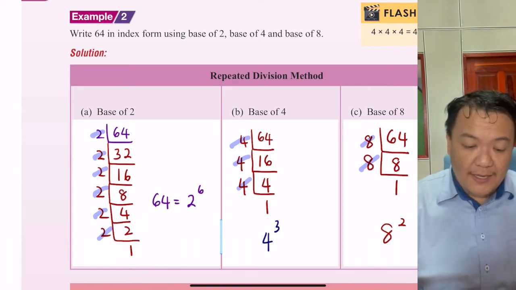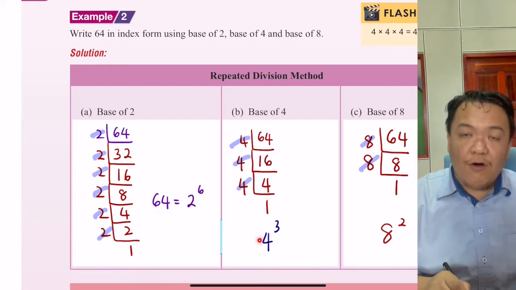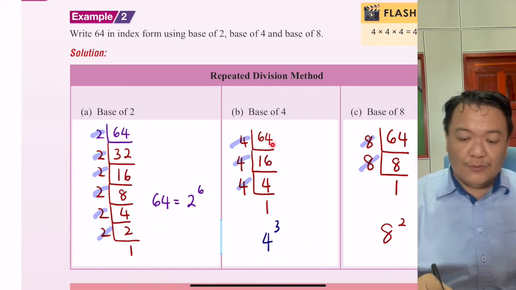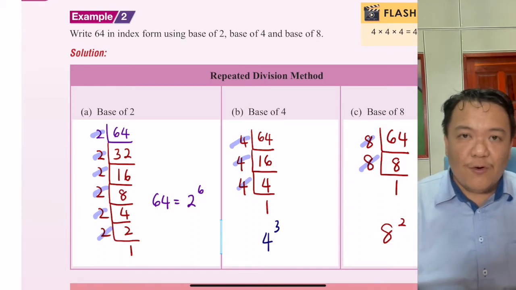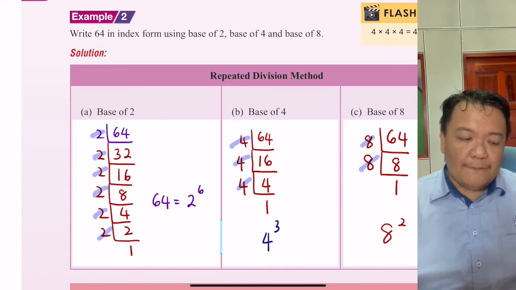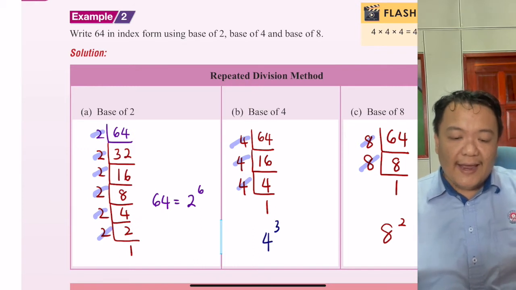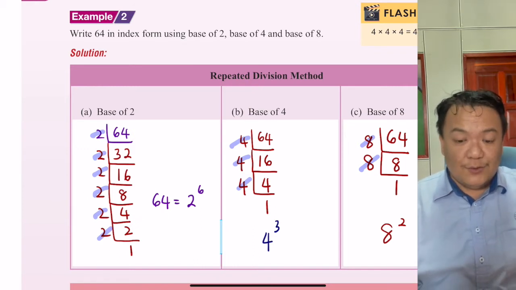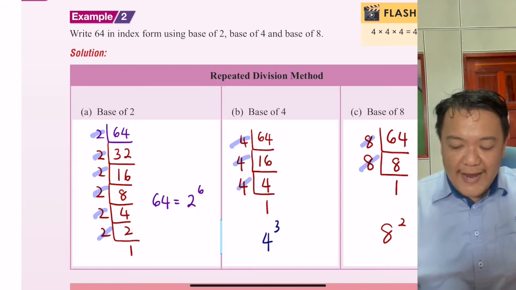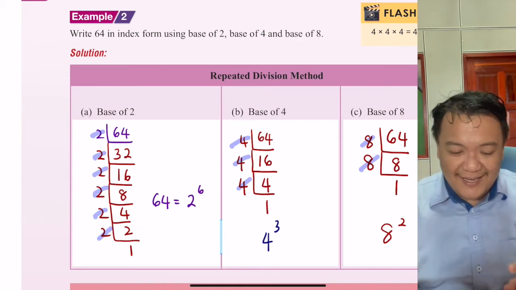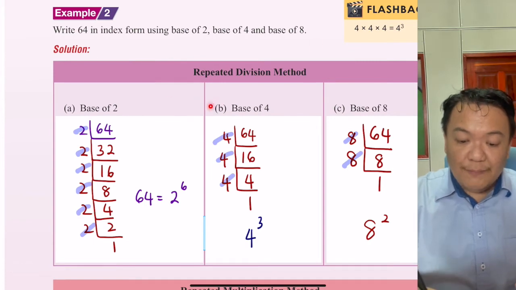So far okay. So we know that 2 power of 6 is equals to 64. 4 power of 3 is also equals to 64. And 8 power of 2 is also equals to 64. So we know that although it is 64, we can write it in 3 different bases. So you can write it as 2 power of 6 or 4 power of 3 or 8 power of 2. Semua boleh. Okay, next. This is the first method by using repeated division.